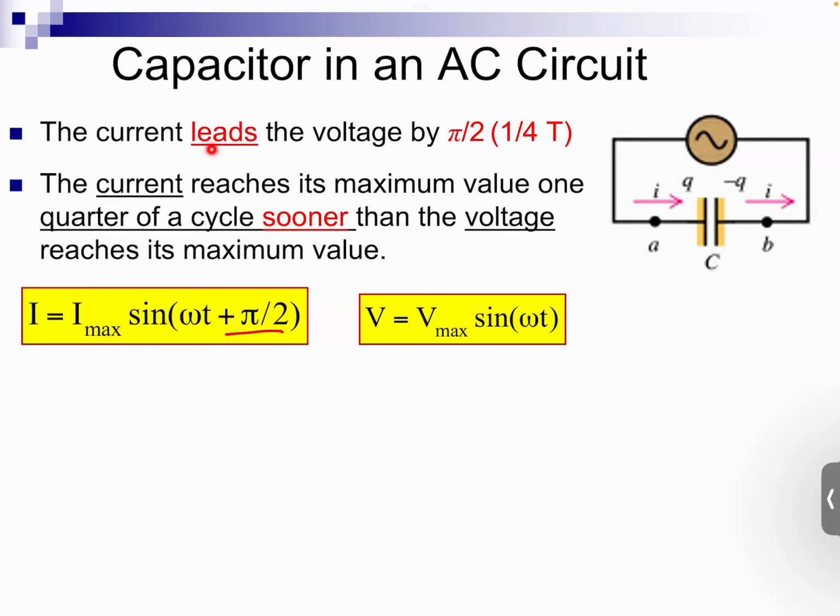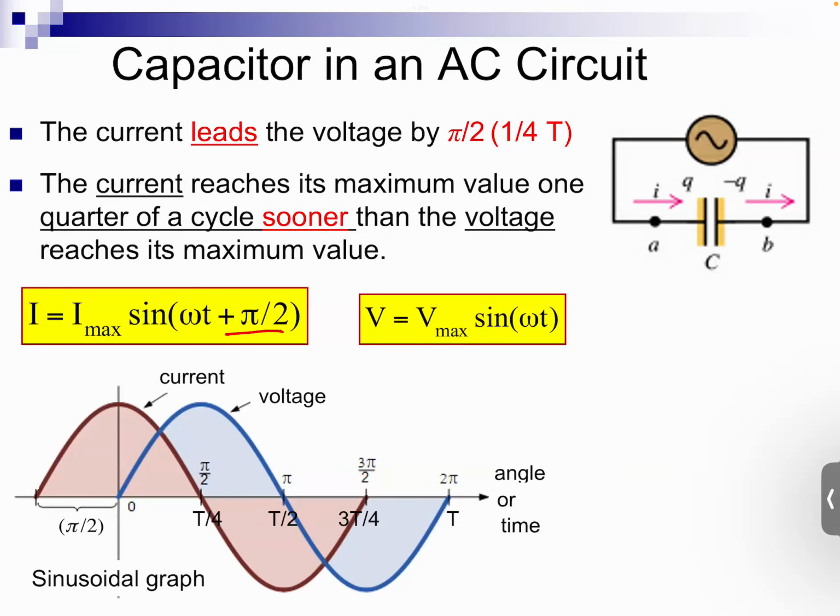The current should lead the voltage because the current will reach its maximum value first before the voltage reaches its maximum value. And so you have this plus pi over 2 phase difference in the current. If you represent that with sinusoidal graphs, at time t equals 0, the current is maximum but the voltage is 0, and over time the current decreases, but at the same time the voltage increases until the voltage reaches maximum value, and at that point the current is 0.